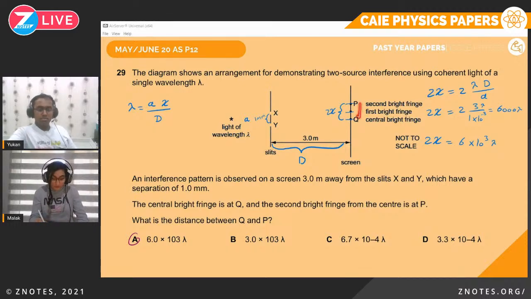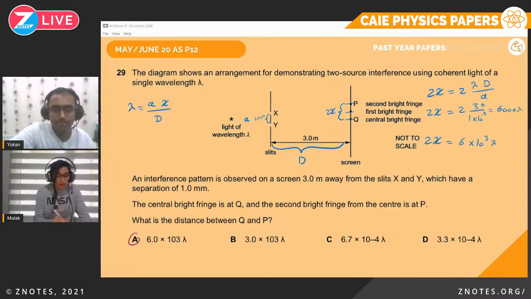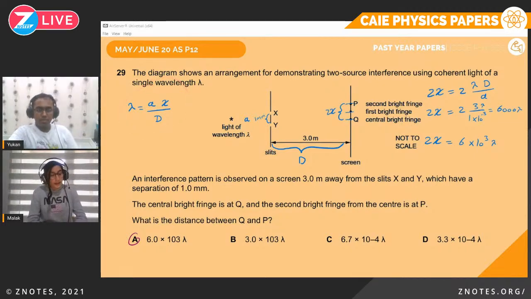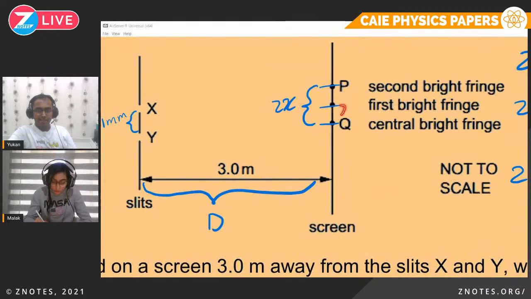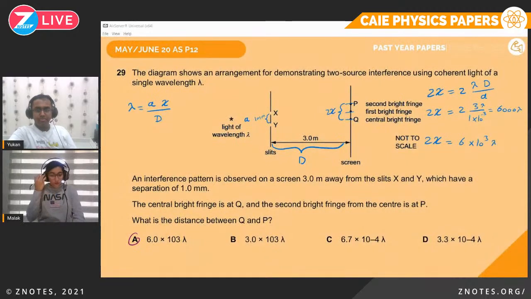So we have to find out this right here. First off, we know the equation lambda equals ax over D. So x is between Q and this right here. We want 2x, which means from P to Q. And we have all the information available to us. The only tricky thing you need to focus on is that it's 2x. We multiply everything by 2. So now we do 2 lambda D over a.